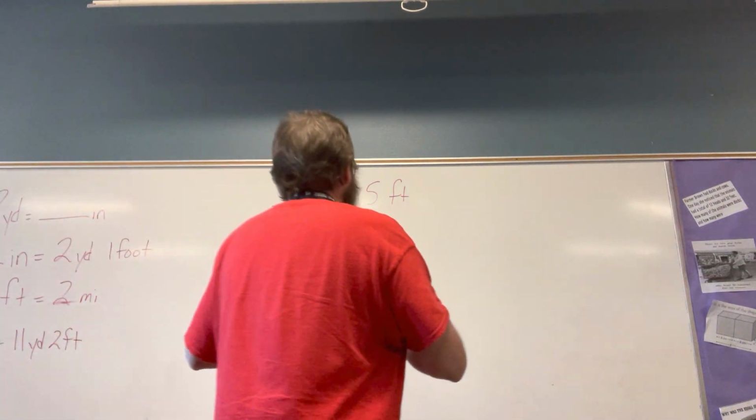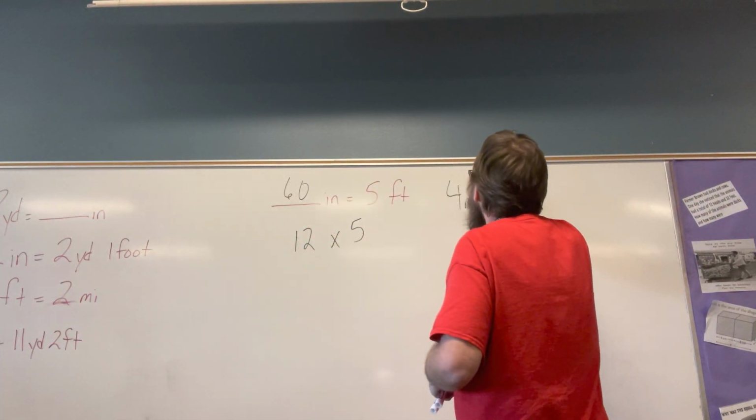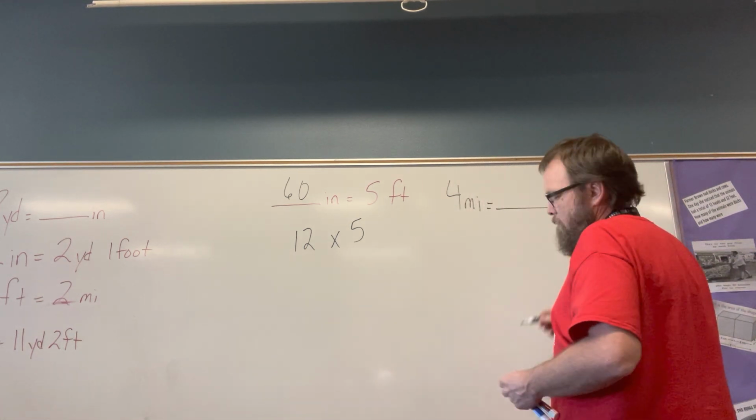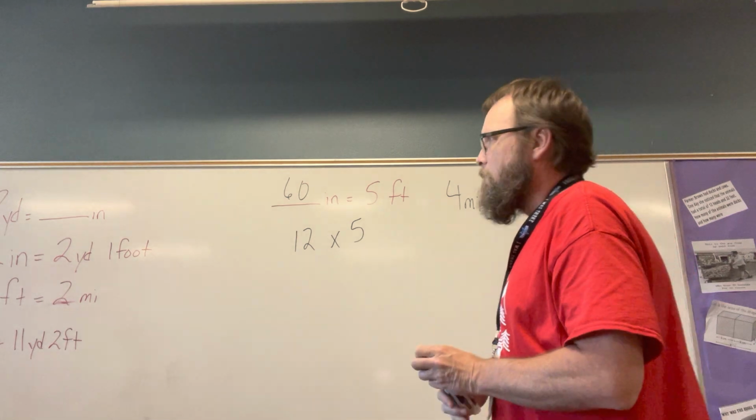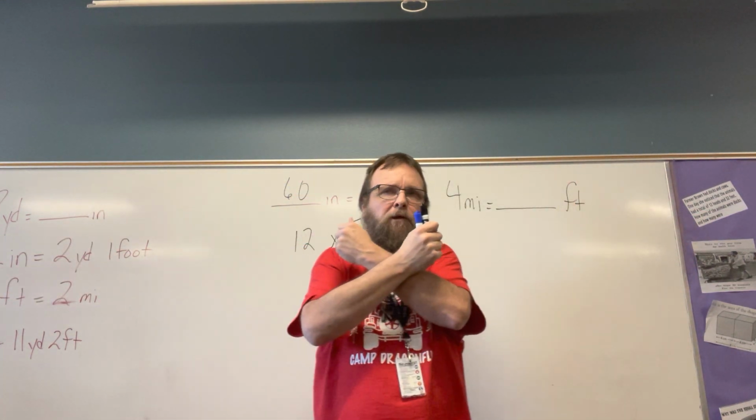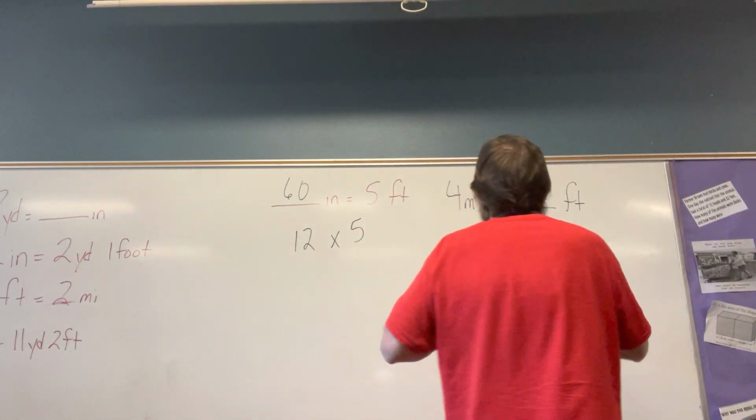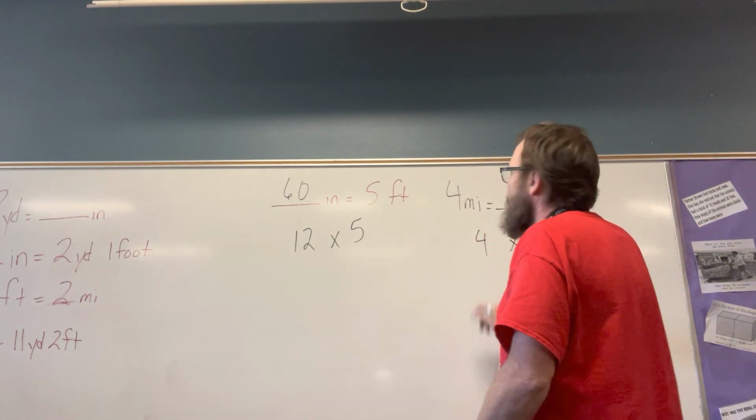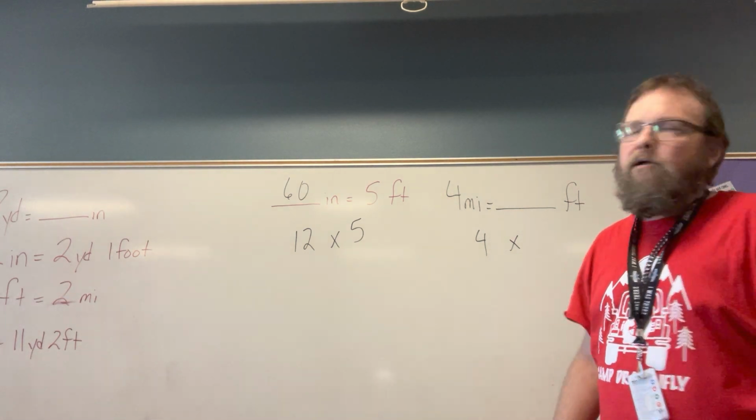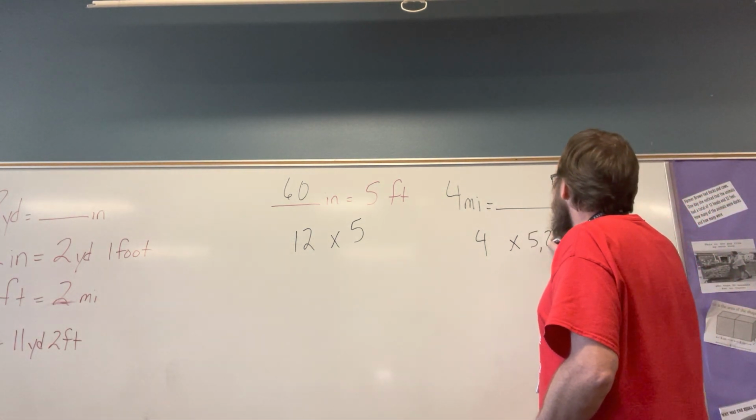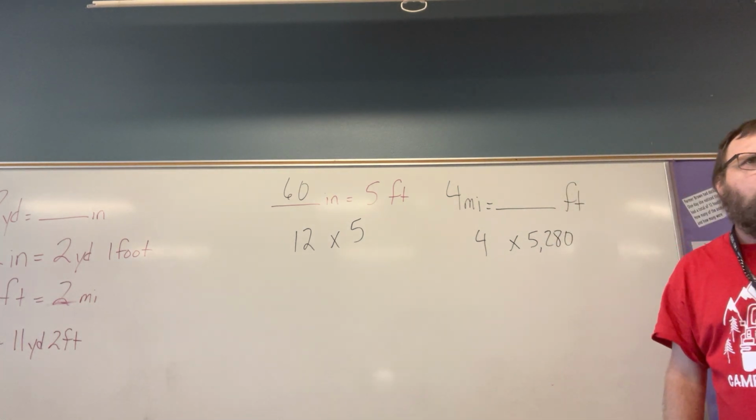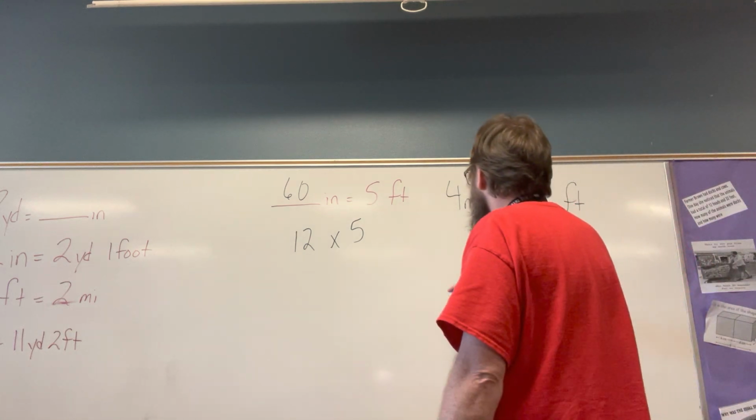Let's do 4 miles equals how many feet? We know miles is bigger, and we're changing to feet, which means we multiply the number of miles, which is 4, times how many feet are in a mile, which is 5,280, according to Ric Flair. Woo! So I've got to do the math.